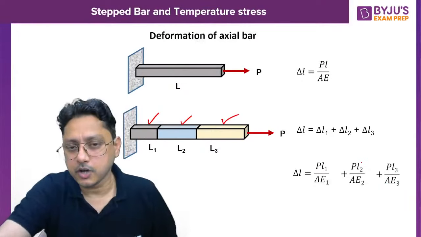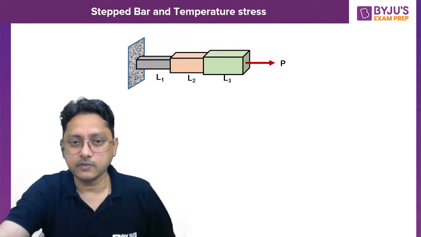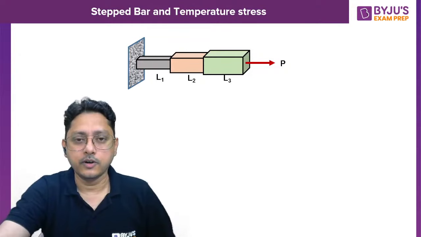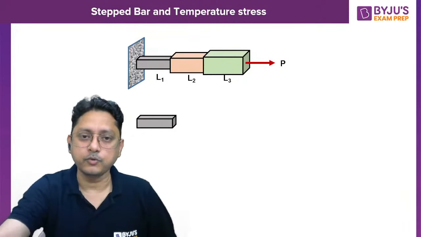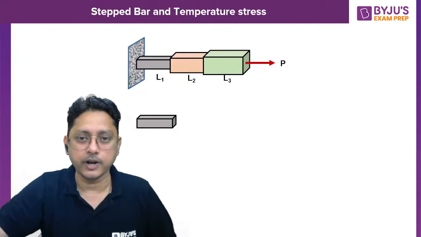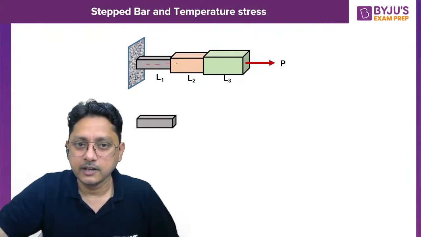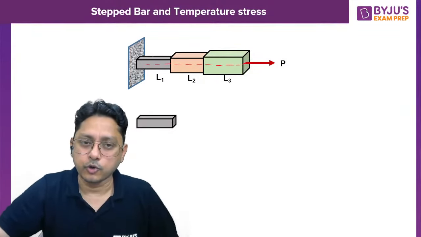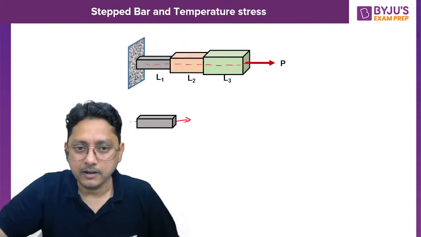Now suppose instead of the length, the cross section varies. Then what will happen? Of course, once again you are going to draw the free body diagram for each individual bar, isn't it? Suppose for L1, what is the force acting over L1? Of course, in this particular diagram only one force is acting throughout. So the line of action of the force is the same for all the bars. P force is acting on all the bars, so you can apply P force to this bar.